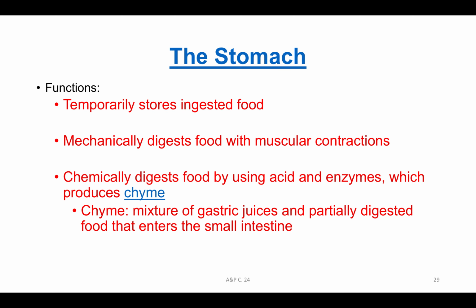So your stomach's functions are to store food, start the mechanical digestion process, and it's also where the chemical digestion process takes place using our stomach acid and enzymes. Through that mixture of acid and enzymes, our bolus is going to create a new substance called chyme.